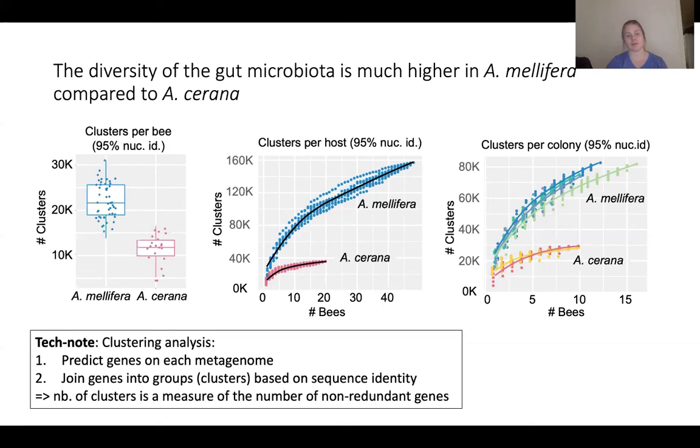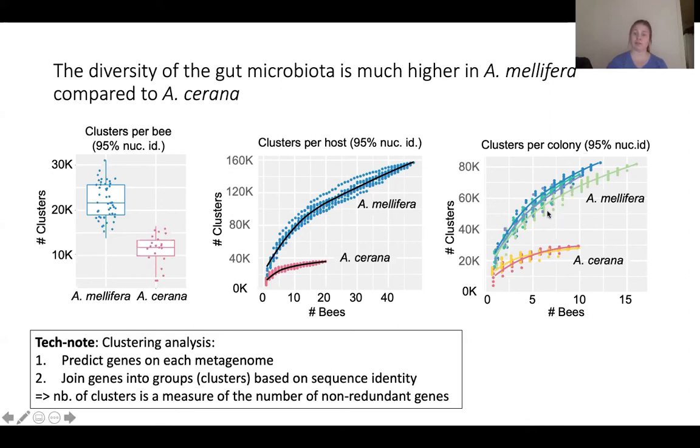So here I'm showing you cumulative curves of the number of clusters. So the number of clusters you find in 1 bee, in 2, and 3, and 4, and so forth. And so the curve starts to flatten out here, as you can see for Apis cerana. This indicates that we wouldn't find that many new genes, most likely, if we were to collect more bees from these colonies. In contrast, the curve is still going up for Apis mellifera, which suggests that if we were to collect even more bees, we would find even more genes.